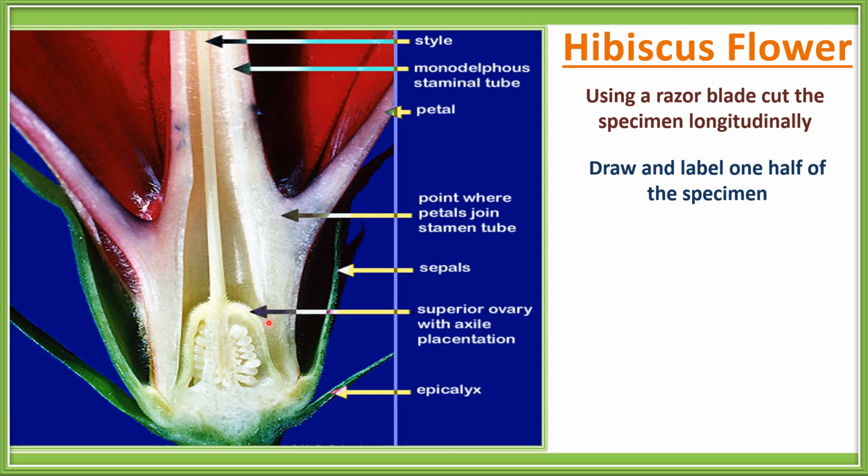Then we also see the point where the petals join the stamen. Here you can see that the petals are joining the staminal tube, and this is the staminal tube, which encloses the style inside. Monadelphous staminal tube, we have a staminal tube on top of which the anthers and the filaments are going to be attached.